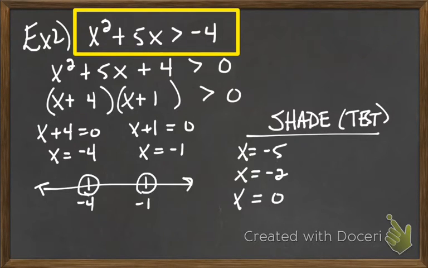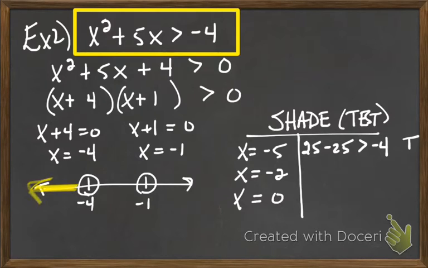So in the original problem, if we do -5, -5 squared is 25. And then we have plus 5 times -5, that's a -25. And we're checking to see if that's greater than -4. Is 25 minus 25 greater than -4? Yes, because that would be 0 is greater than -4. So that one would be a true. So that means we get to shade everything to the left of -4 because the number that was to the left of -4 that we tested was true.